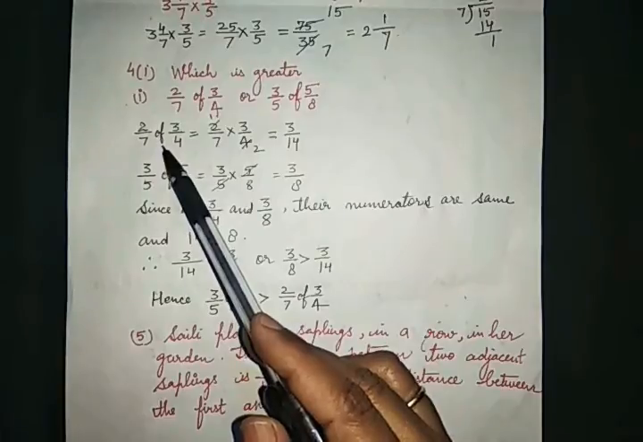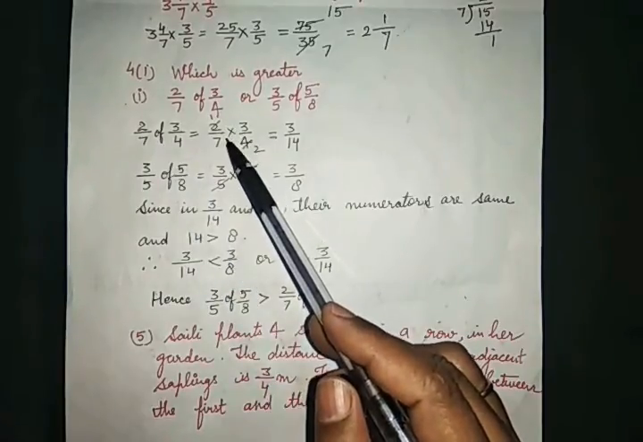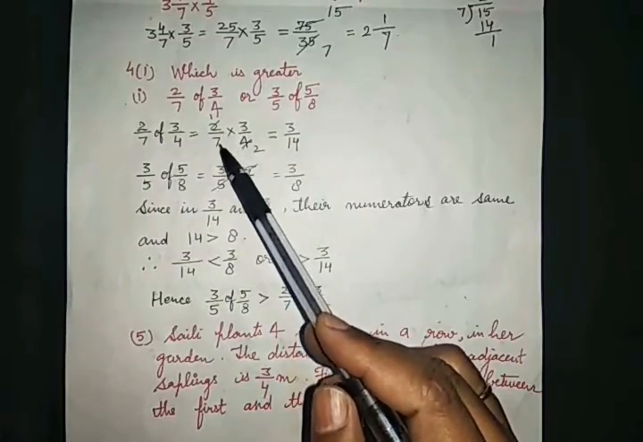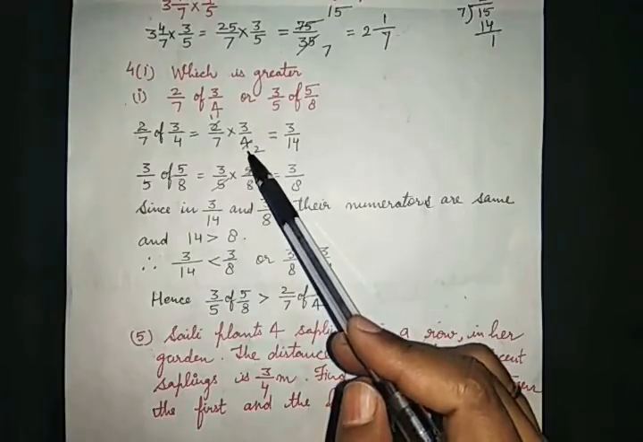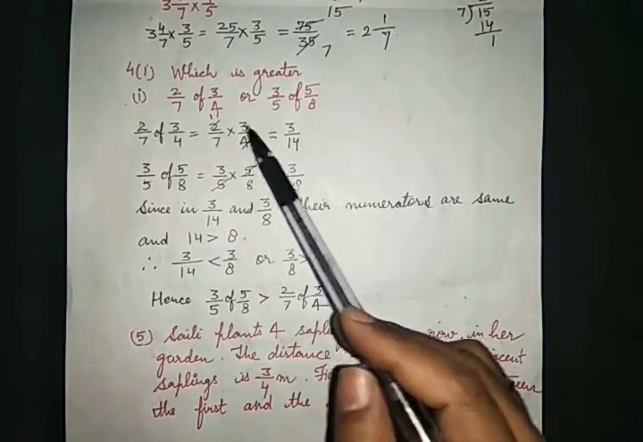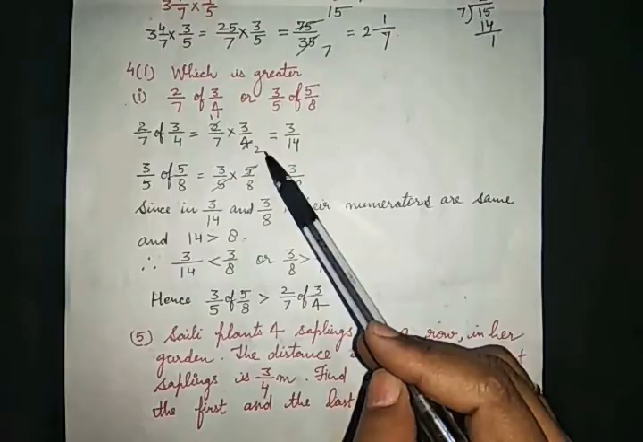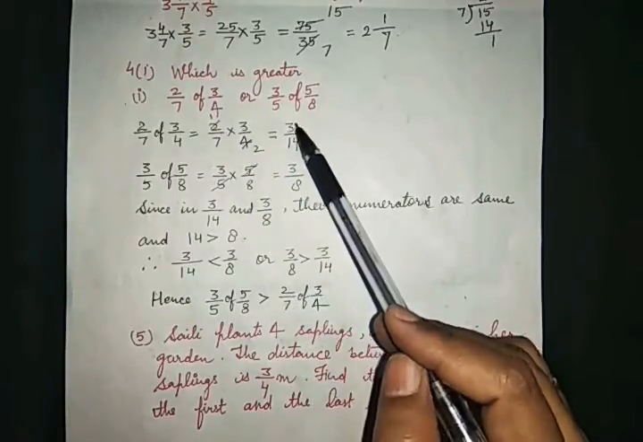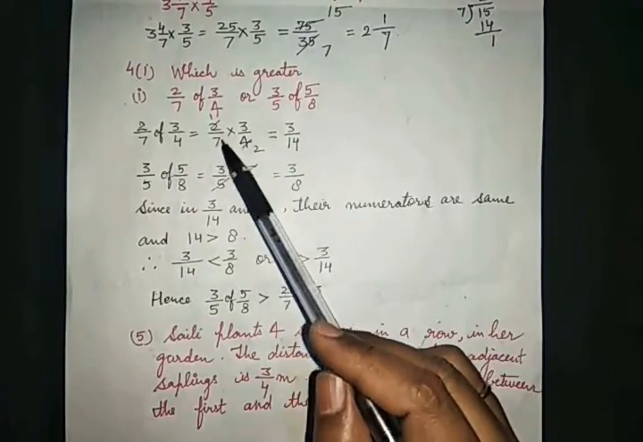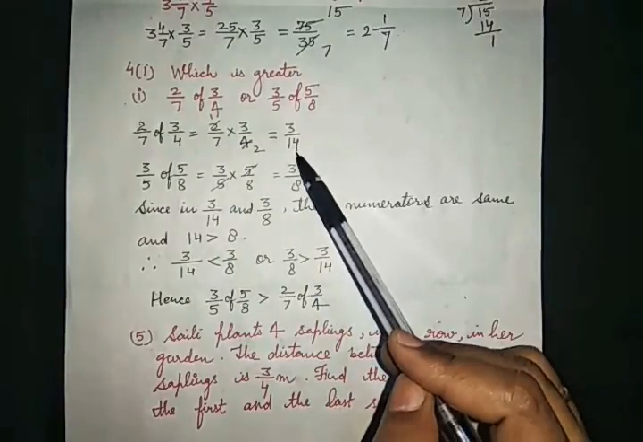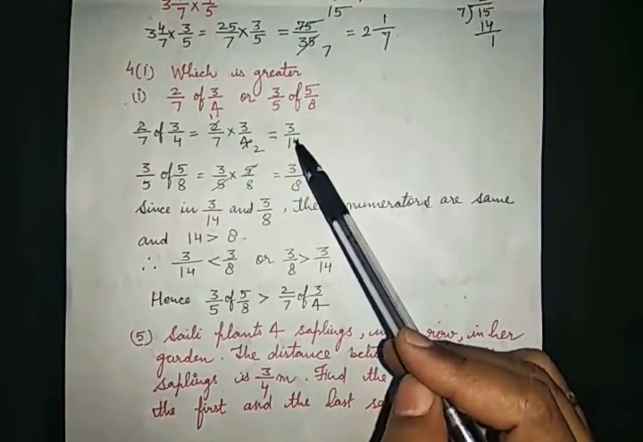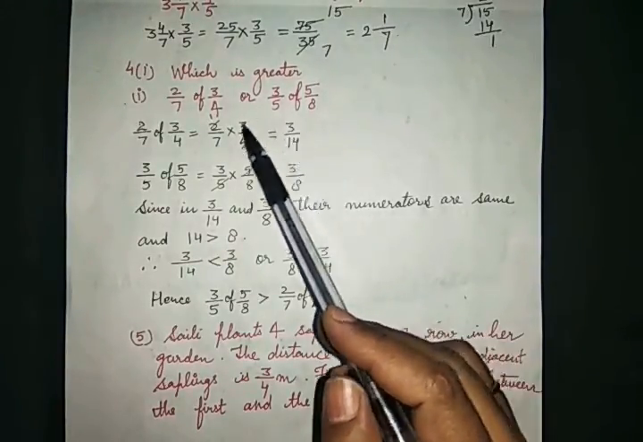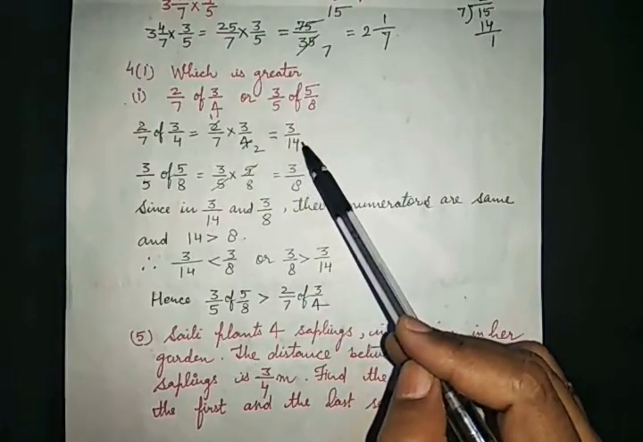So here, for "of" we will put the sign of multiplication. 2 upon 7 into 3 upon 4. 2 1s are 2 and 2 2s are 4. 1 into 3, numerator 3. 7 into 2, 7 2s are 14, denominator 14. After reducing, you will get 3 upon 14.